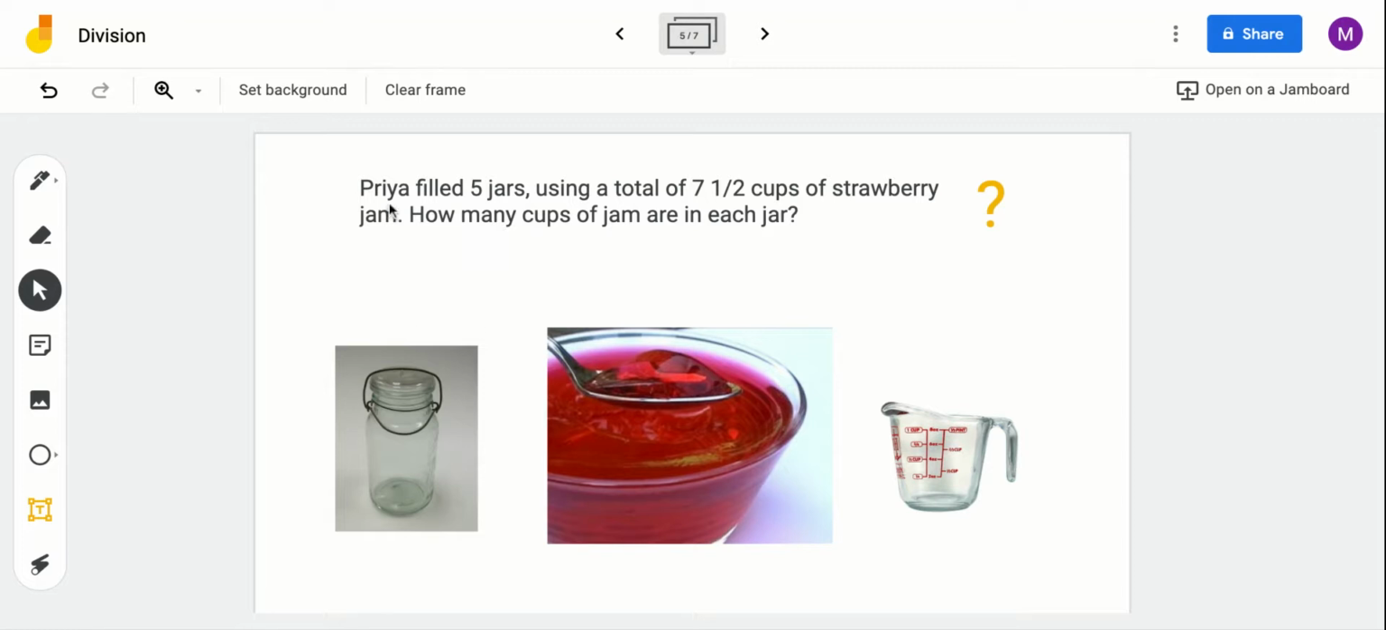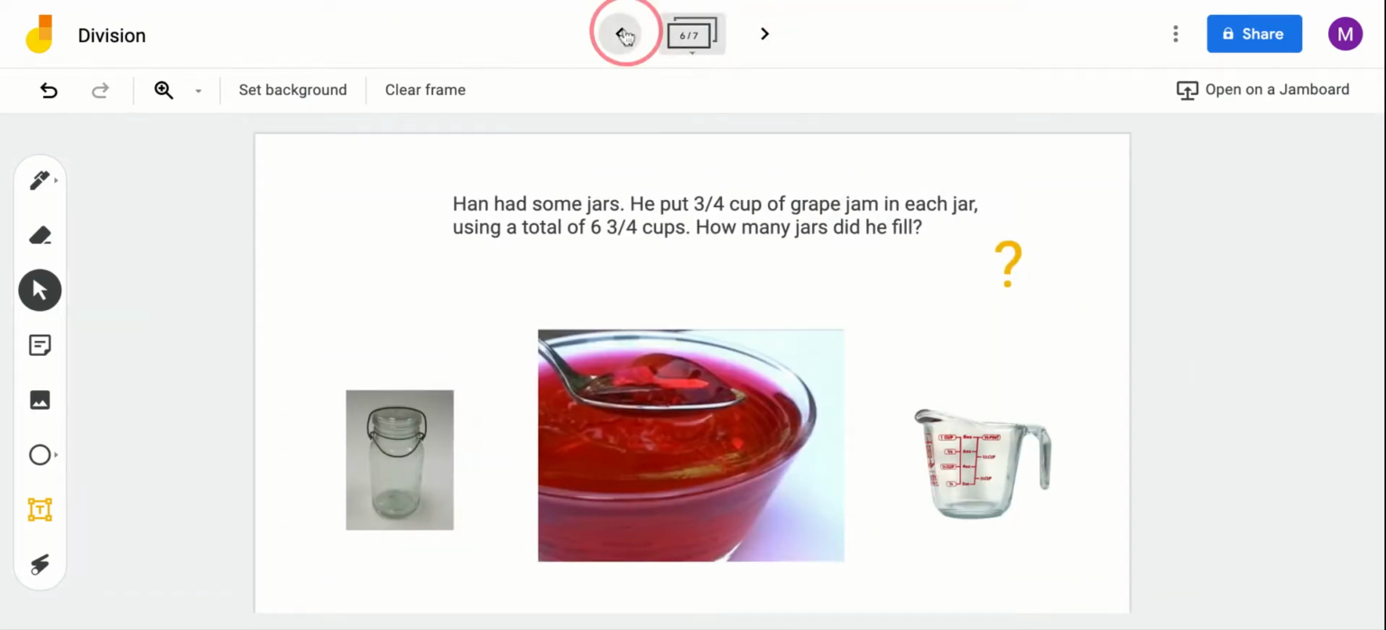So here's our first problem. Priya filled 5 jars using a total of 7.5 cups of strawberry jam. How many cups of jam are in each jar? Priya filled 5 jars, so we know that there are 5 groups. We know how much jam is being split up into those 5 groups. What we don't know is how much is in each group. So this is our unknown. We know the number of groups, we know how much is being split up, we don't know how much ends up going into each group.